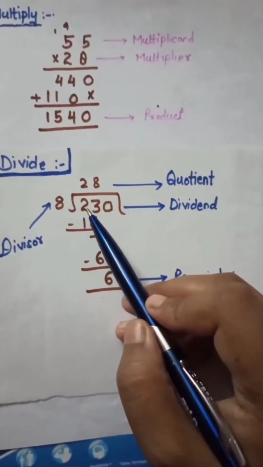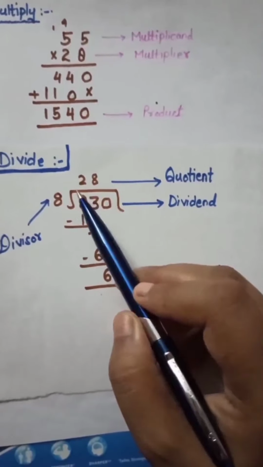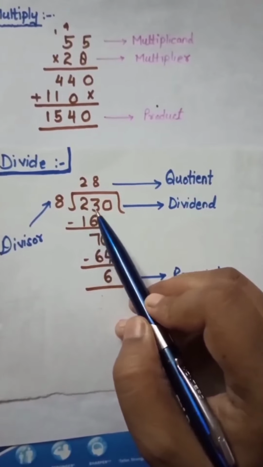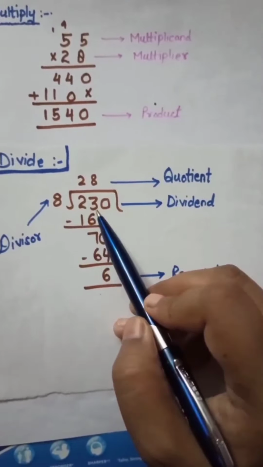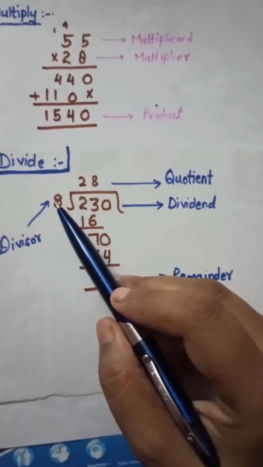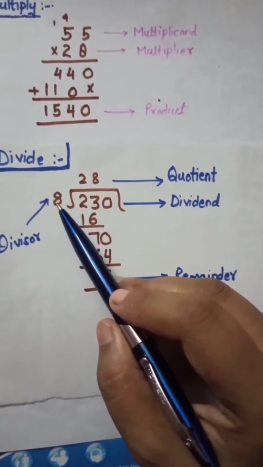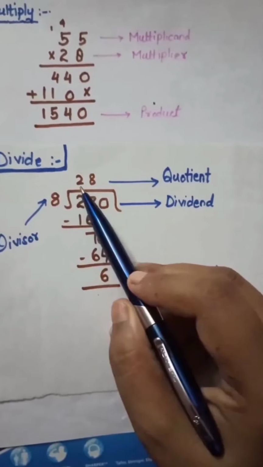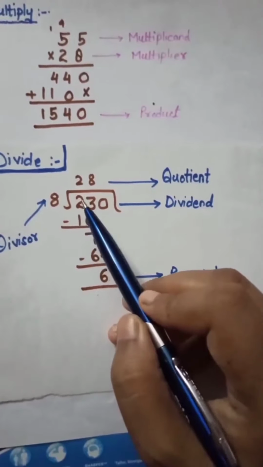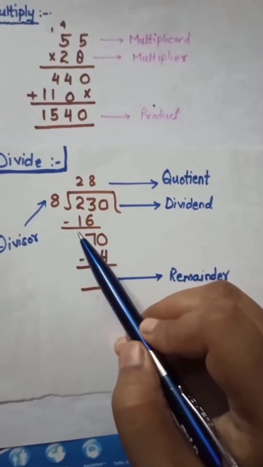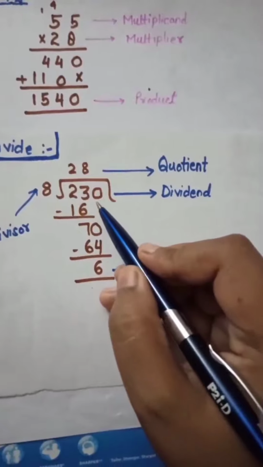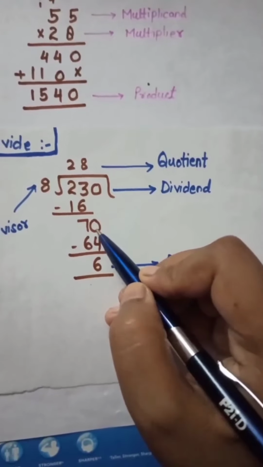See, we cannot divide 2 by 8, so we have to take these two digits together, and it is 23. Okay, now we will just read out the table of 8. 8 2s are 16. Now just subtract these two numbers. After subtracting, I have got 7, and this 0 will be taken down as it is.